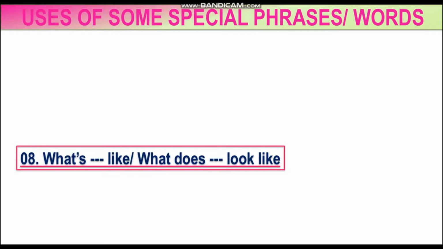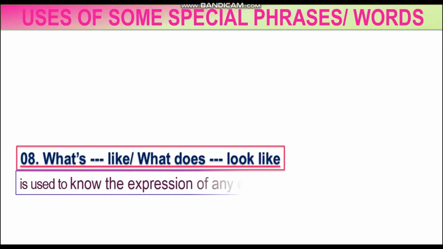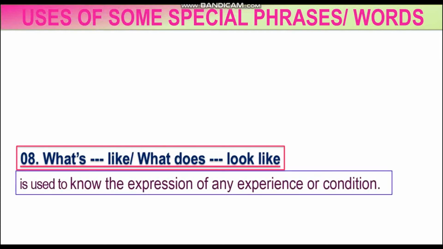Number 8. What's dash dash like, or what does dash dash look like? The phrases what's dash dash like and what does dash dash look like are used to know the expression of any experience or condition, and the sentence including the phrases what's dash dash like and what does dash dash look like must be interrogative.